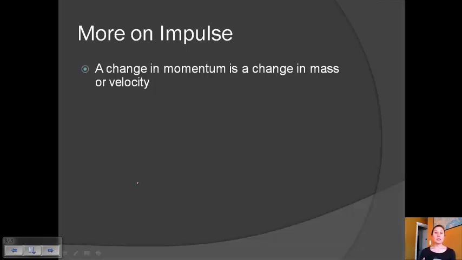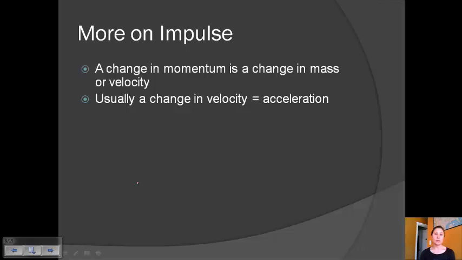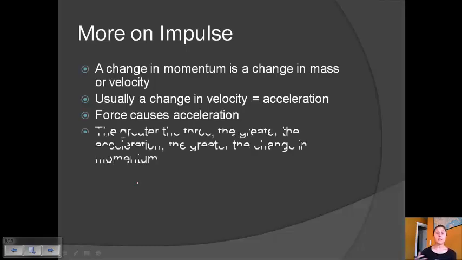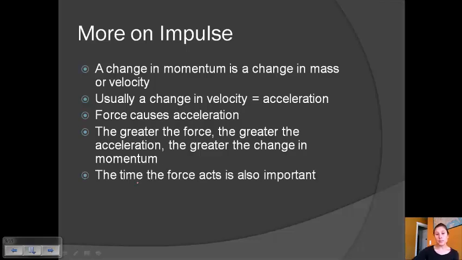Okay, so we know that a change in momentum is a change in mass or velocity because that's the equation for momentum. Now usually, like we said, objects' masses aren't going to change, and so we're usually only changing velocity. Well, a change in velocity is acceleration. And we know that in order to have acceleration, we need a force. And so the greater the force, the greater the acceleration, the greater the change in momentum. And this is how impulse and momentum are related, since impulse is force times change in time.